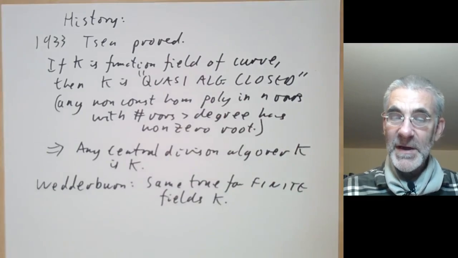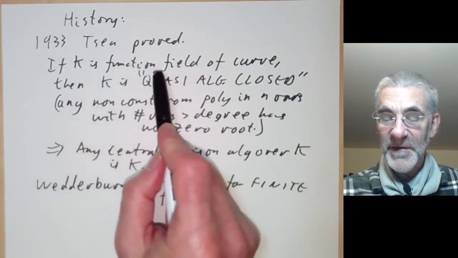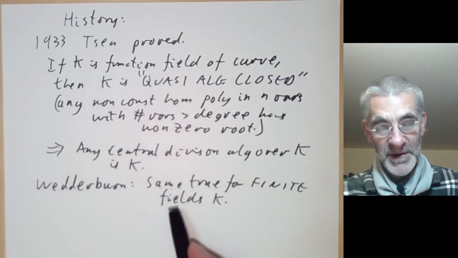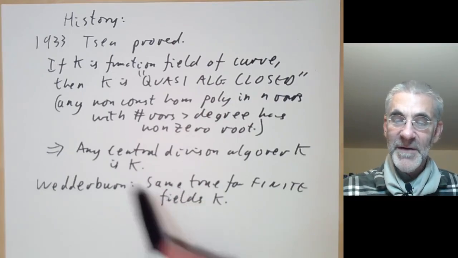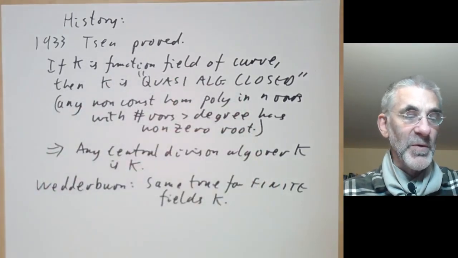And what was a little bit odd about this is that Tsen actually proved this result for function fields before Chevalley and Warning proved it for finite fields. And the result is actually a lot easier to prove for finite fields than for function fields. So in some sense, these results were proved the wrong way around.